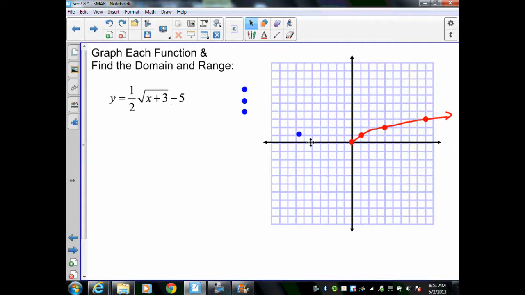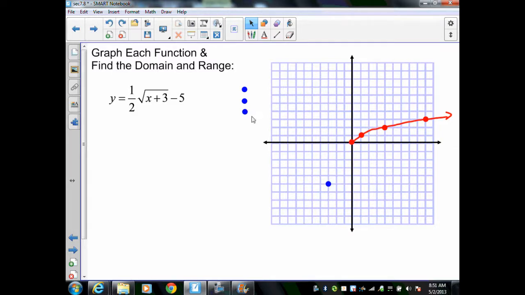So to begin with, I have my x at 0. I'm going to move it 3 units to the left: 1, 2, 3. My output on 0 is 0. 0 times 1/2 is 0. And then down 5 units: 1, 2, 3, 4, 5.